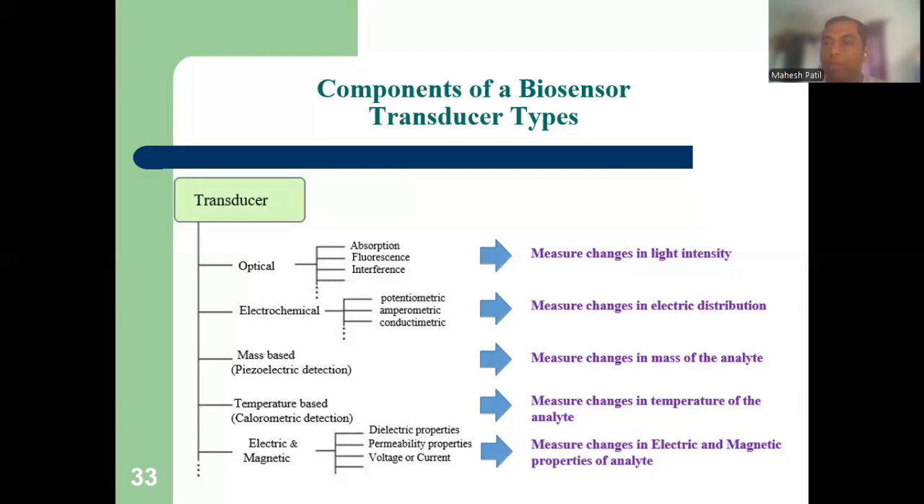So for a change in the mass of the analyte, we measure those changes and use this type of transducer. We have temperature-based, like calorimetric detection devices, where whatever temperature changes we correlate with the signal. And lastly, we may use electrical and magnetic properties. There may be dielectric permeability properties we have to check. In short, we look at the electrical and magnetic properties of a typical analyte and process those values.